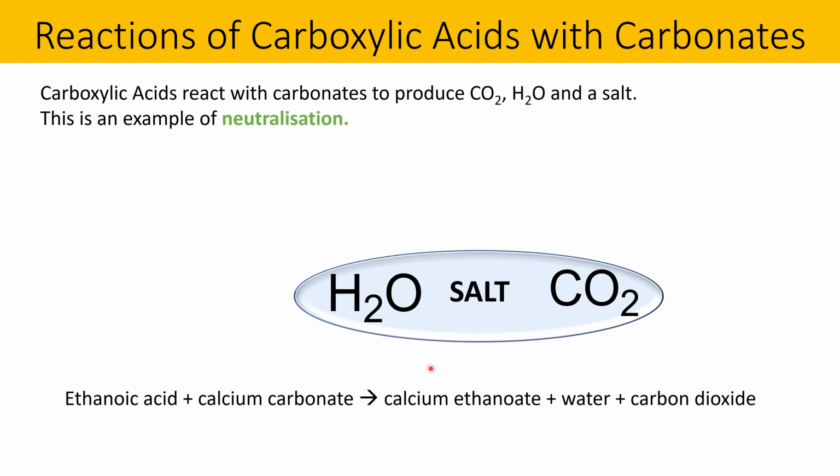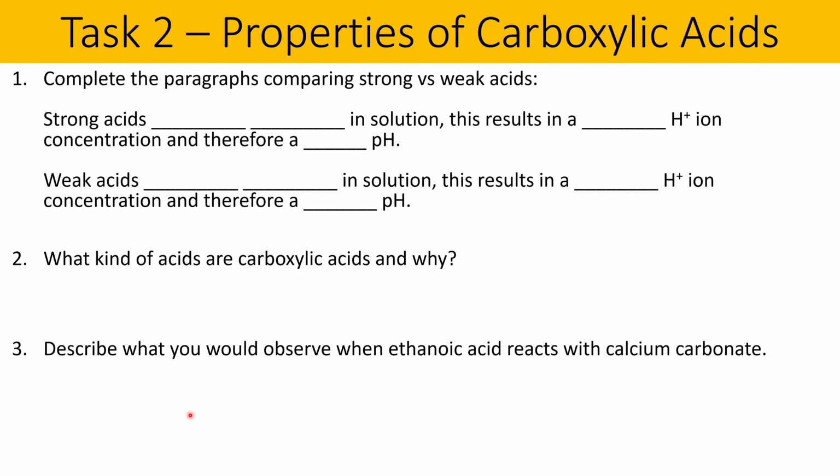And a word equation for this might be something like ethanoic acid plus calcium carbonate goes to make calcium ethanoate plus water plus carbon dioxide. Now the main facts you need to know: you're going to observe effervescence of CO2, and that carbonate that reacted is going to dissolve as it reacts, as long as there's acid there to neutralise it. Okay, so some final questions now. Please pause the video and then come back for your answers.